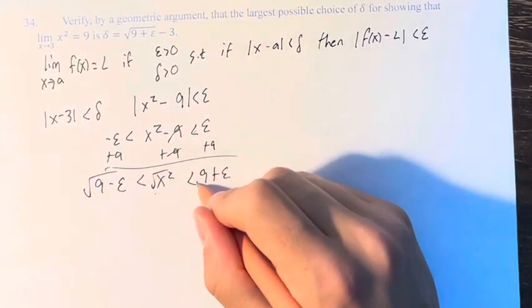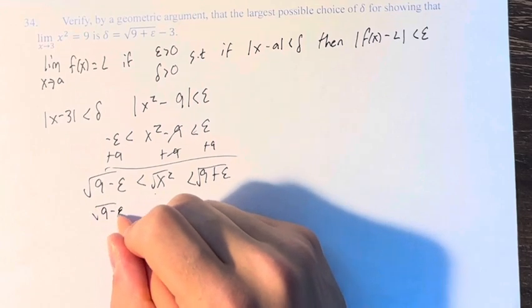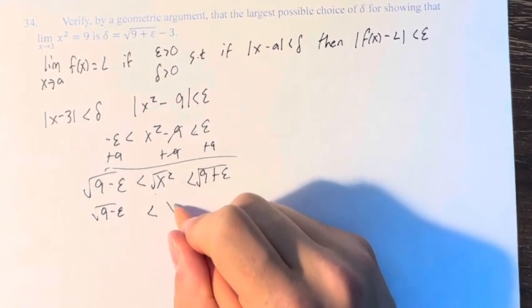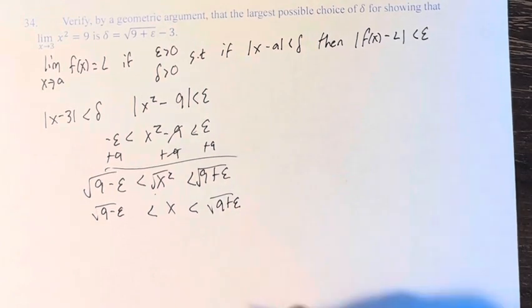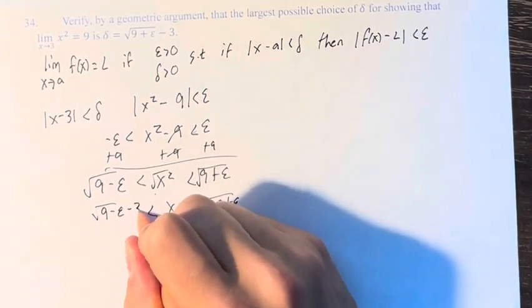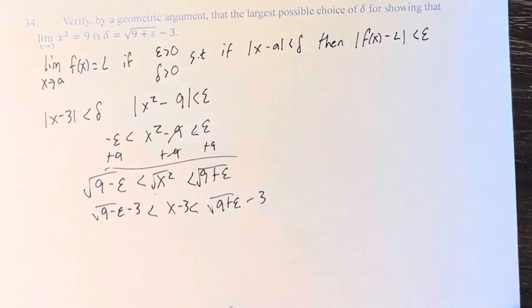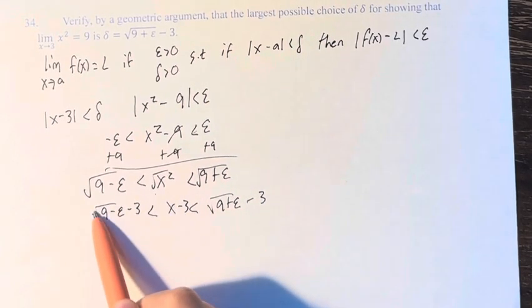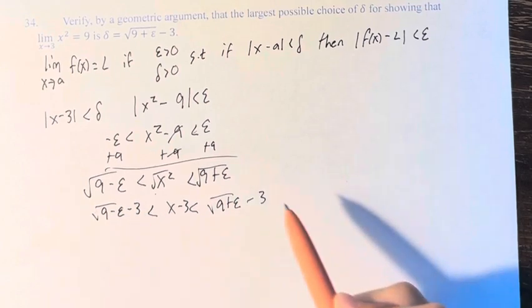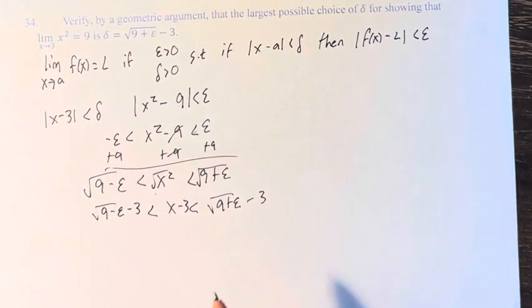Take the square root. The square root of 9 minus epsilon is less than the square root of x squared, which is just x, which is less than the square root of 9 plus epsilon. And if we subtract 3, we can do that to all parts. And we have that x minus 3 is greater than the square root of 9 minus epsilon minus 3, and it's less than the square root of 9 plus epsilon minus 3.